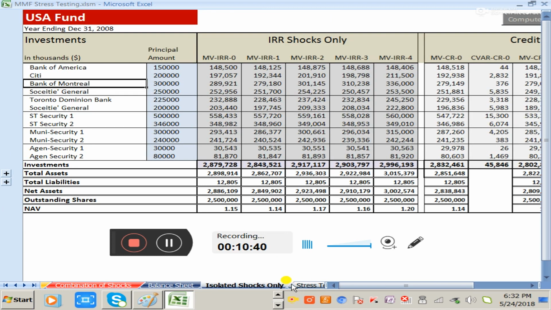So let us go to the isolated shocks only. Here, the sheet covers stressing only on the IRR side or on the credit quality side. For IRR, the base credit rating is maintained and shocks are given on the interest rate alone, and you compute the market value of all securities and finally compute the NAV at the bottom.